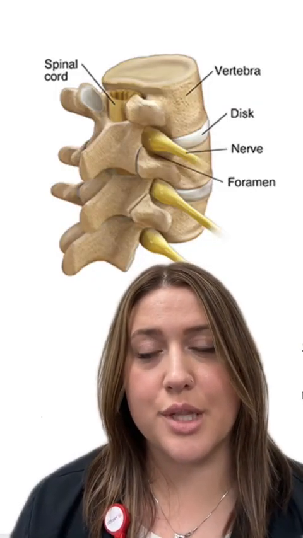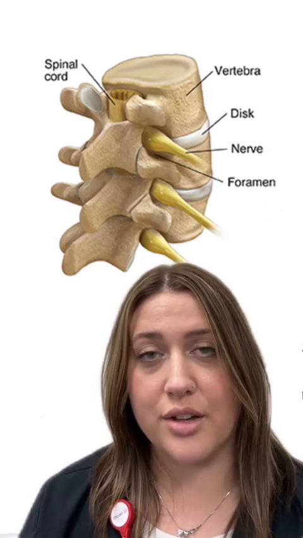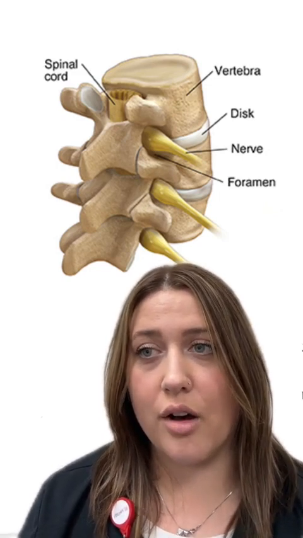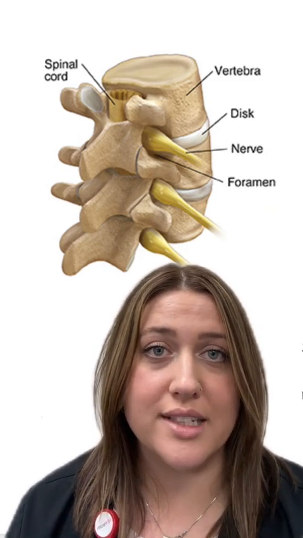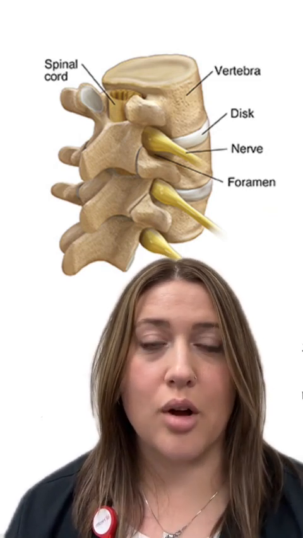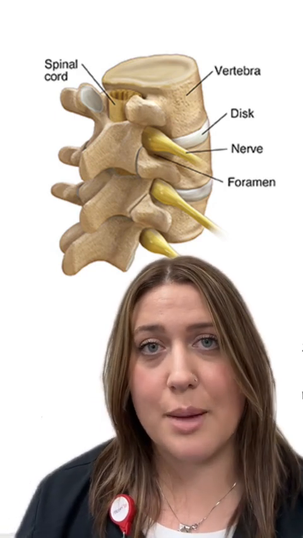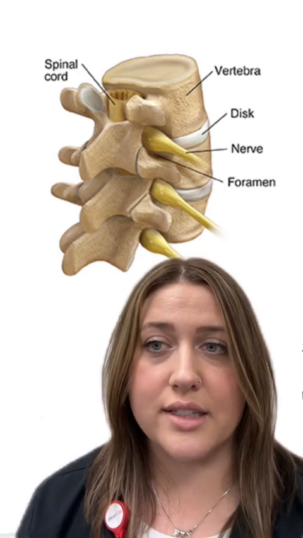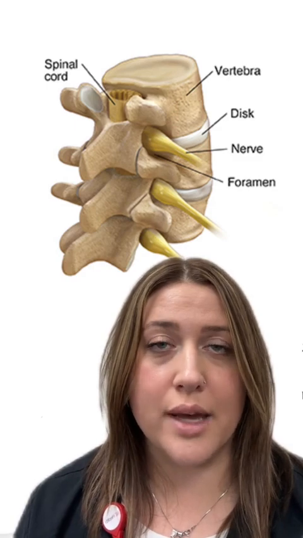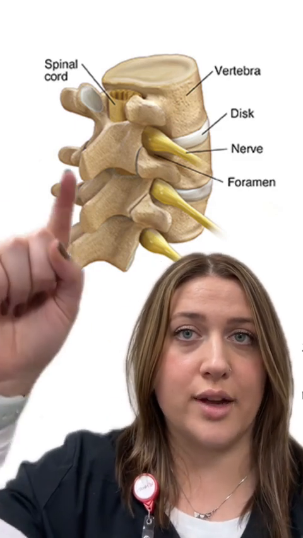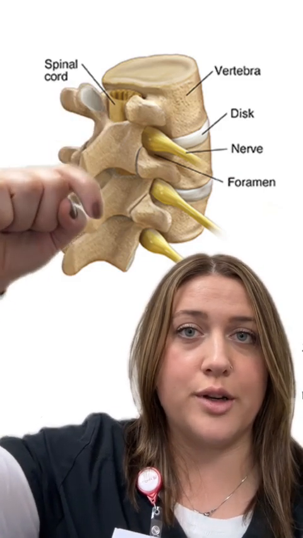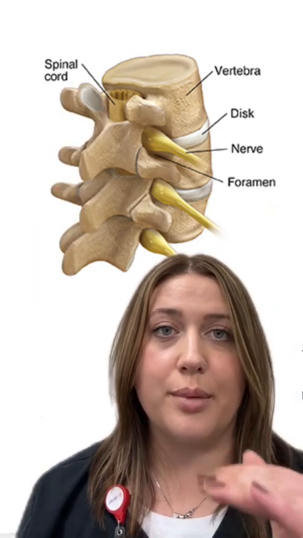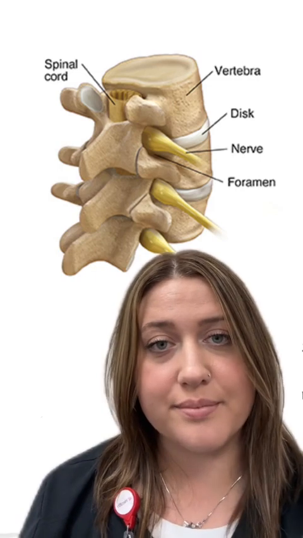This image shows 3 vertebrae stacked on top of each other. The vertebrae are the individual bones in the spine that protect and support the spinal cord. When all of the vertebrae are stacked on top of each other, this creates a tunnel where the spinal cord can pass through. So right here we have our spinal cord, which is going through an open space created by stacking all of the vertebrae.